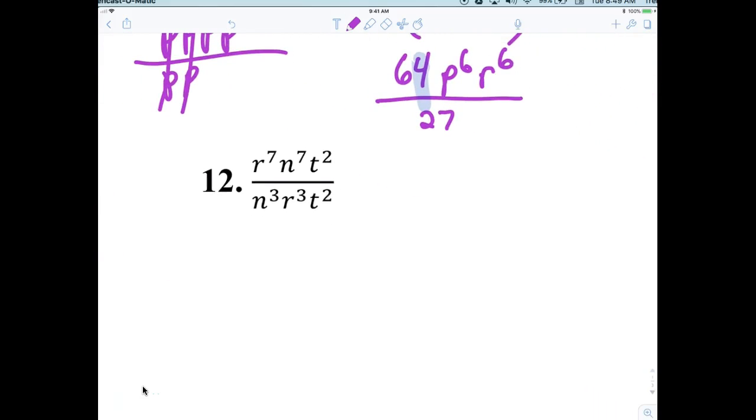So what happens to the r's? R to the fourth, n to the fourth, t to the... cancels, nothing. You're right, t to the 0, but technically anything to the 0 power is 1. Hear what I just said. Anything to the 0 power is 1. So when you subtract them, you get 0. It's not 0, it's 1. 2 to the 0 is 1. Anything to the 0 power is 1.